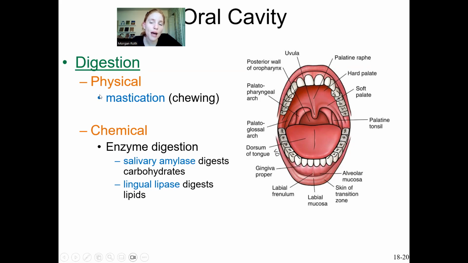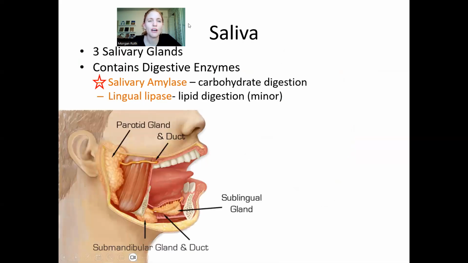But also happening in the mouth is our very first example of chemical digestion, because in our saliva, we have two different types of enzymes. We have salivary amylase, which is involved in digesting carbohydrates, and we have lingual lipase, which has a very small role in digesting lipids. We'll come back to that. Okay, so let's look at that saliva.